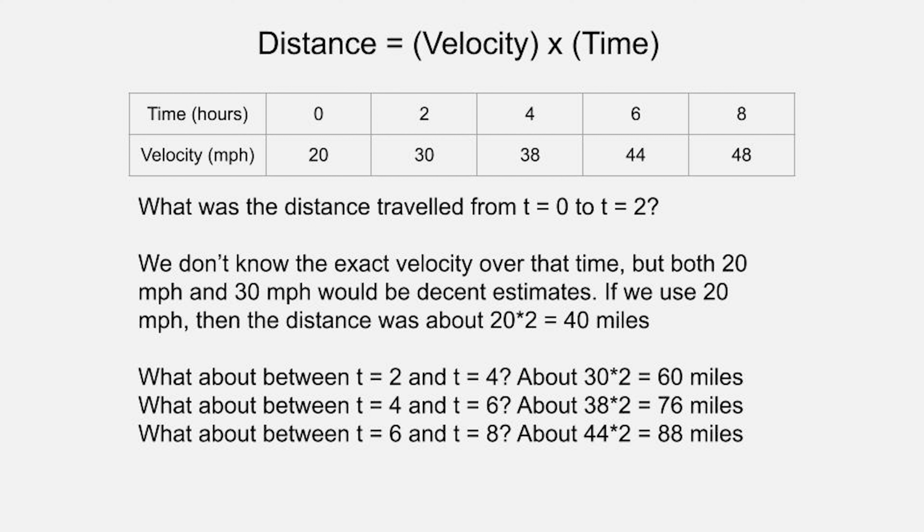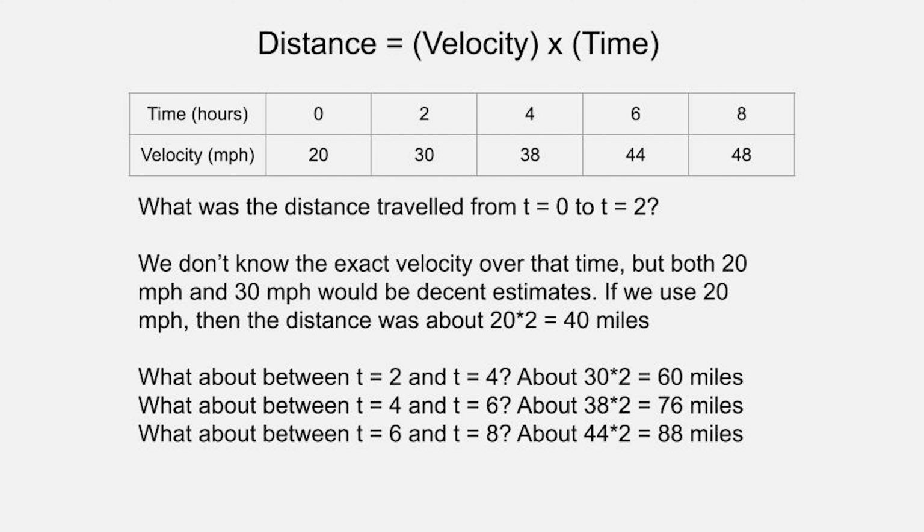Now let's do that same thing for the other time intervals as well. Let's say between t equals 2 and t equals 4. And once again we have the same dilemma where we don't know the exact velocity over that time period, but we have two estimates. We have an estimate of 30 miles per hour and an estimate of 38 miles per hour, representing the velocity at the endpoints of this interval. And I'm going to be consistent with my last one. I'm going to pick the velocity on the left side of this interval. I'm going to pick 30 to be my estimate. And so the distance traveled over that time period is about 30 times 2, which is 60 miles.